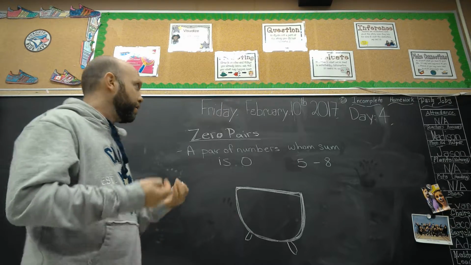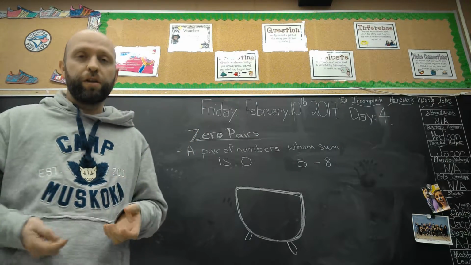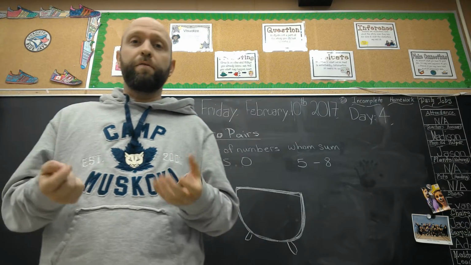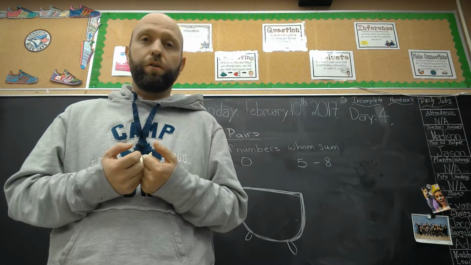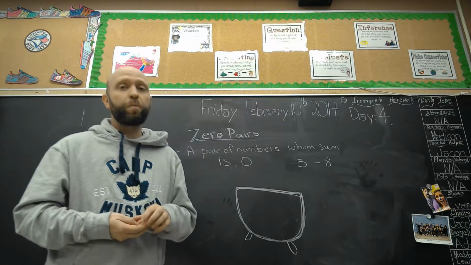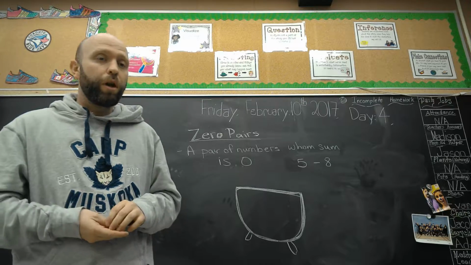A zero pair is by definition a pair of numbers whose sum is zero. So when they're put together, that positive and that negative have the same value and they equal zero. So they have no effect on the equation. We do need zero pairs to add and subtract integers.